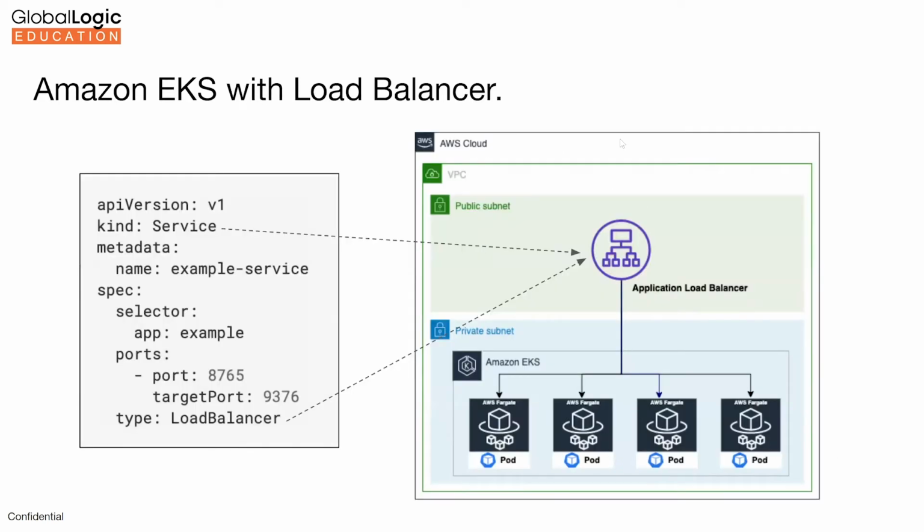With EKS, you have multiple solutions. So let's start with Fargate and the generic Amazon solution called Amazon ALB ingress.